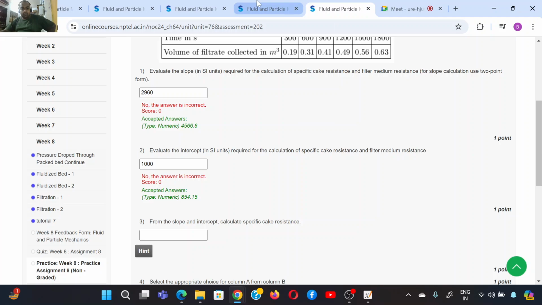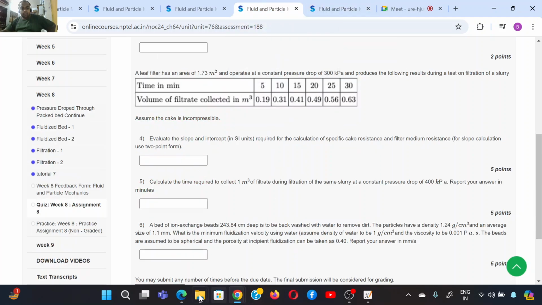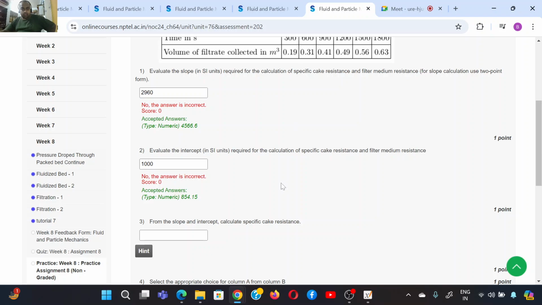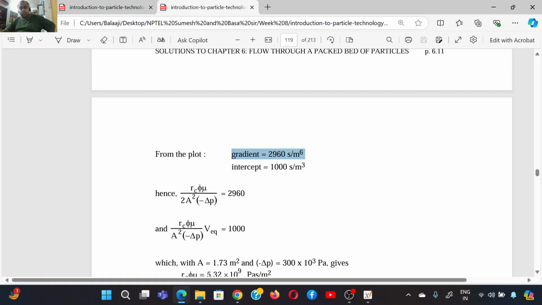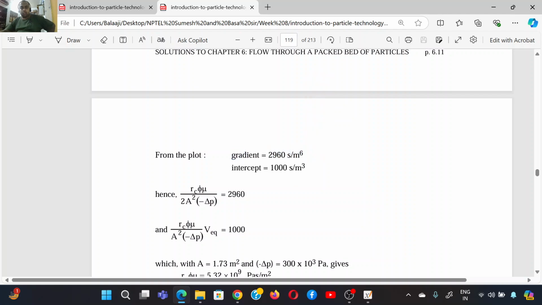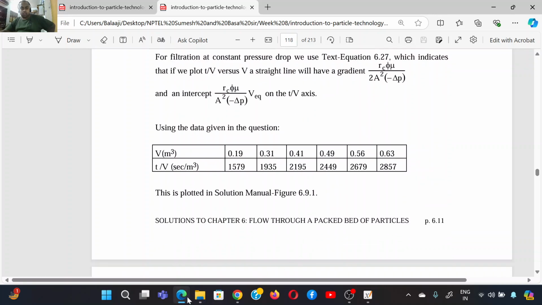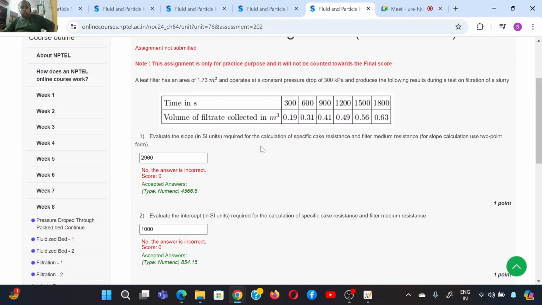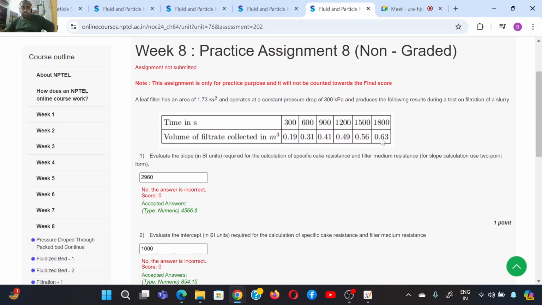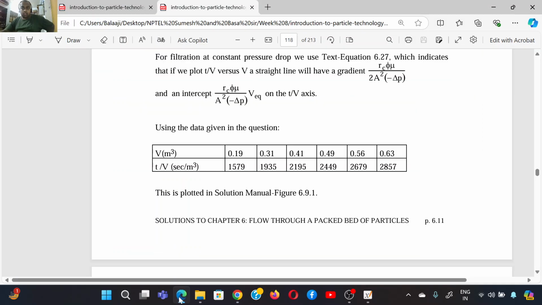The seconds will vary, sir. All the data are the same, only the 8 and 0.49. See, we are solving from the book only. The book itself has 2,61,000. Maybe the leaf filter has an area of 1.73, that will vary, sir. Here the values are different. No, sir, same values. Then I don't know, man.